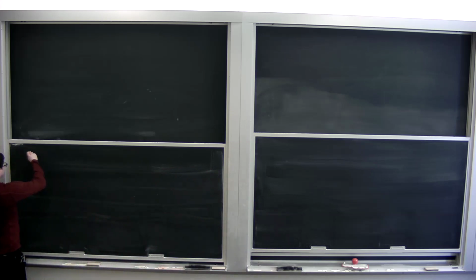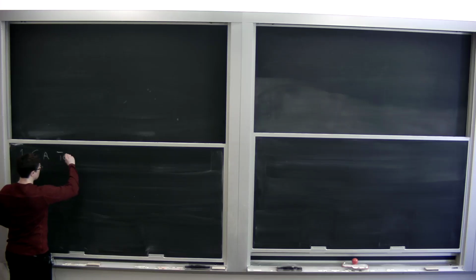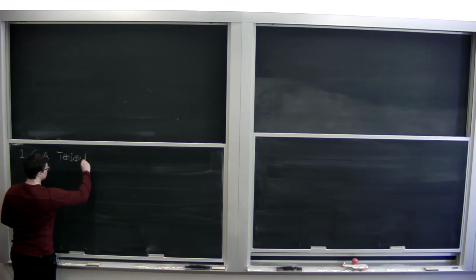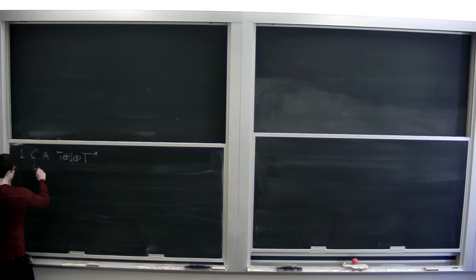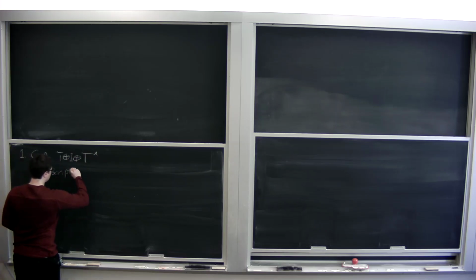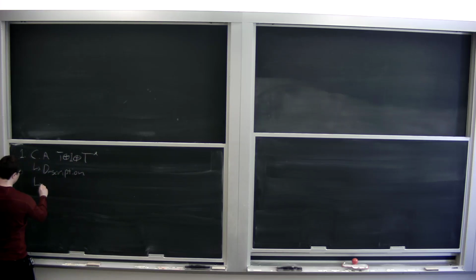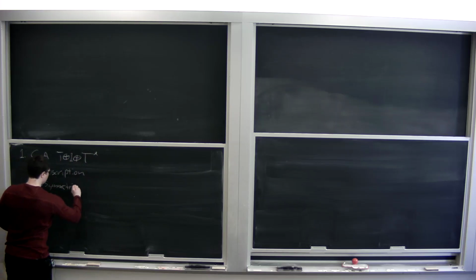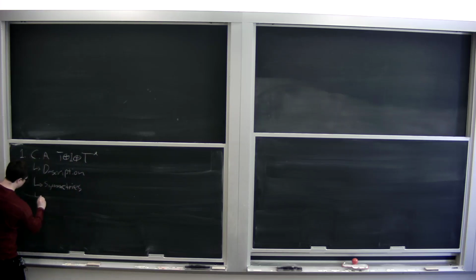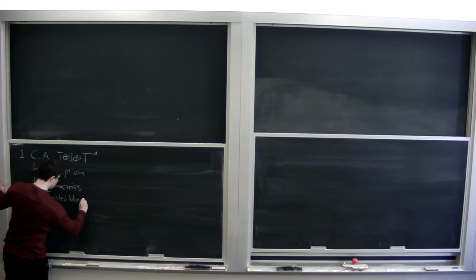So first of all, I'll just talk about the Courant algebroid T plus 1 plus T star. We're going to go through just a description of this thing. We'll talk about its symmetries, before finally getting to twisted versions.